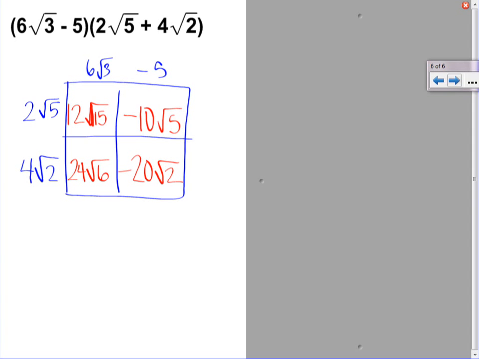No. No, so it doesn't matter what order you write this in. There's no right or wrong. I'm just going to start at the top. 12 root 15 minus 10 root 5 plus 24 root 6 minus 20 root 2. And that's your answer.